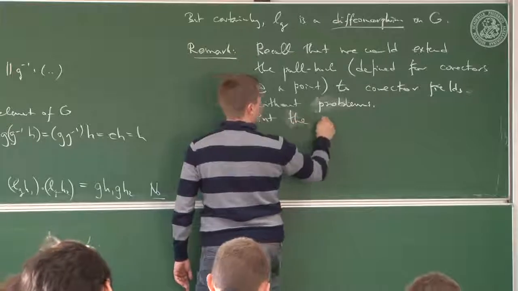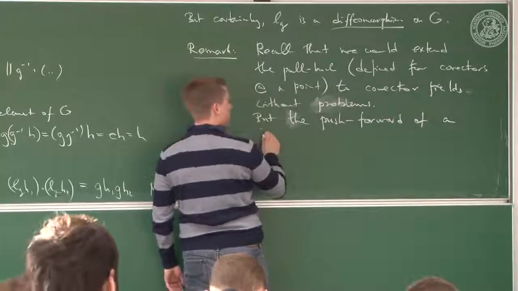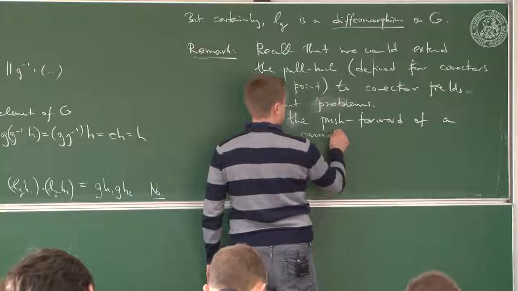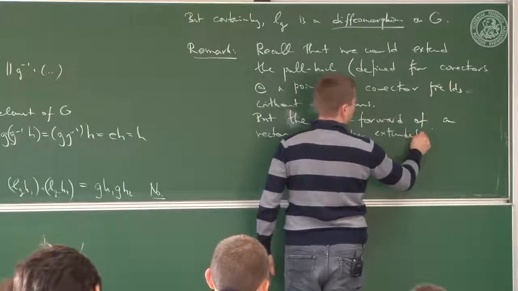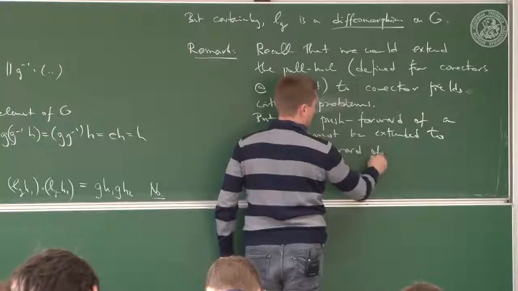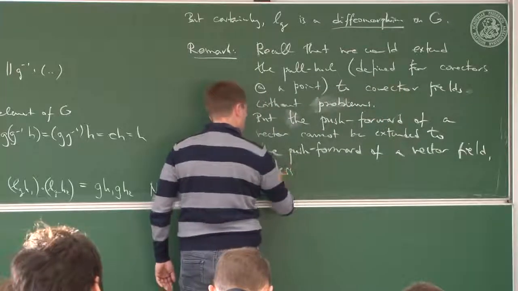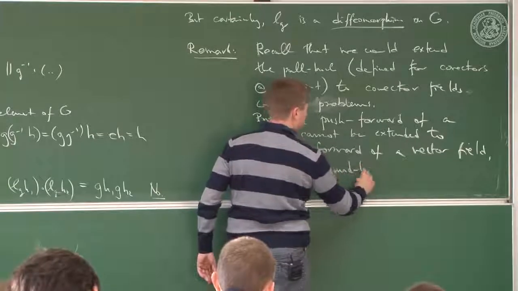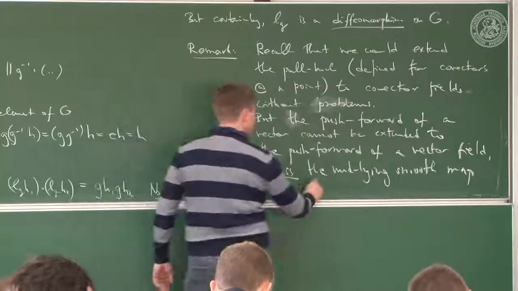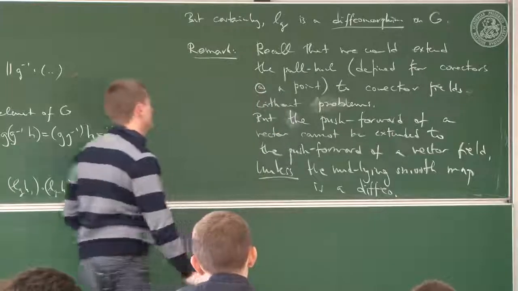But the push forward of a vector cannot be extended to the push forward of a vector field, unless the underlying smooth map which induces the push forward is a diffeomorphism. Is a diffeo. Now, why is that?